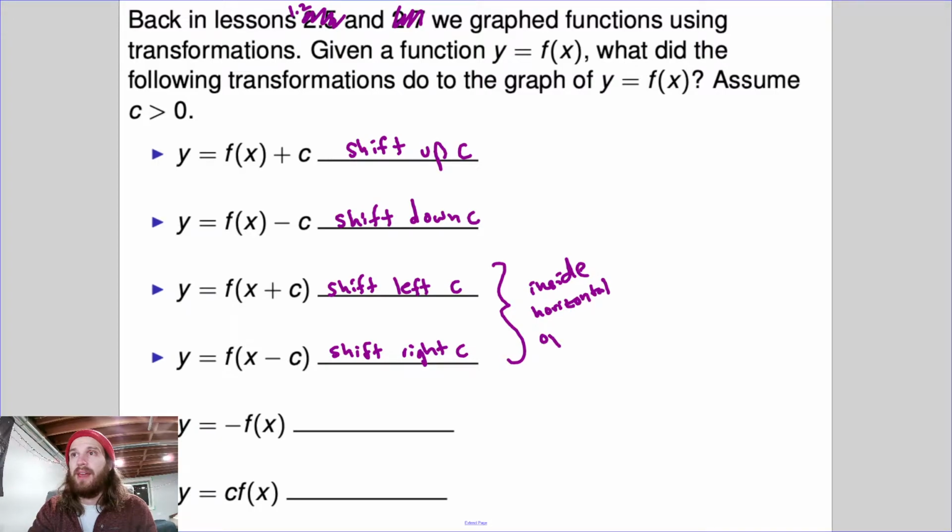We think it kind of behaves the opposite of how you would imagine. So adding moves to the left, subtracting moves to the right.